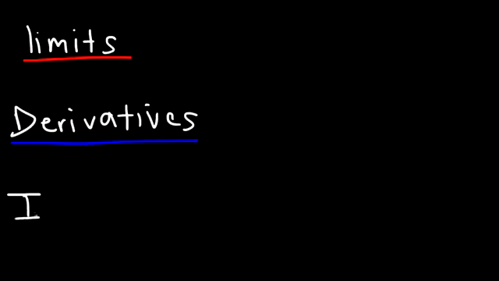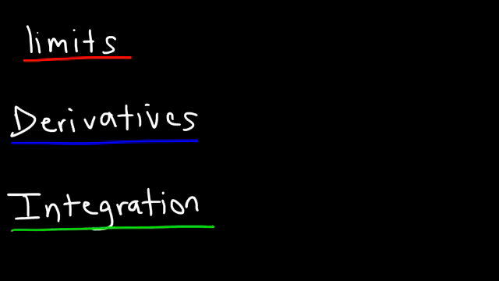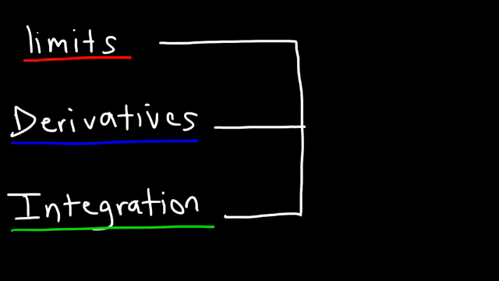Finally, we have integration, which is a process that allows us to determine how much something accumulates over time. And we can find that value by evaluating the definite integral or by calculating the area under the curve. So these are the three fundamental concepts taught in a typical calculus course. So make sure you understand the basic idea behind limits, derivatives, and integration.